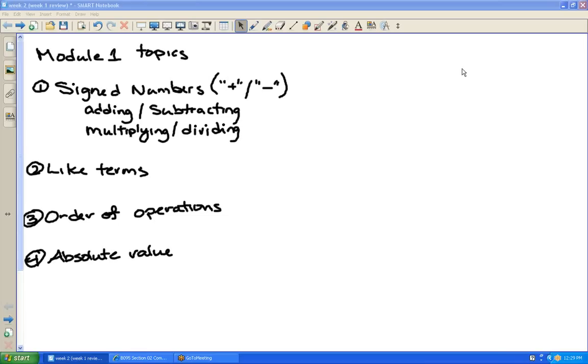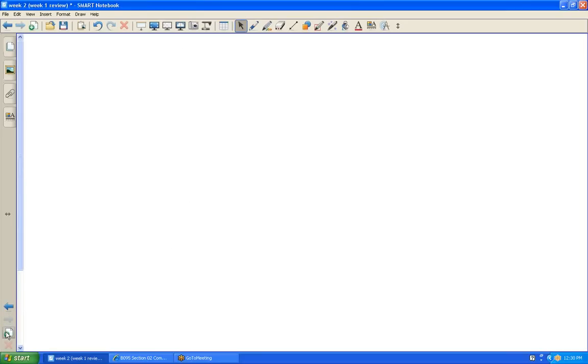on things. So sign numbers, that's the positives and the negatives. There are different rules for adding and subtracting versus multiplying and dividing. Like everything else in math, we've got to try to make it complex. Like terms, what they really mean, what you're going to be dealing with. Order of operations, you're pretty good with those, but I really want to reiterate it. Same with absolute value. And then we might look at some stuff with fractions too. But we'll start with our sign numbers.